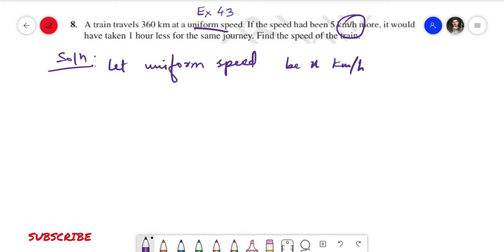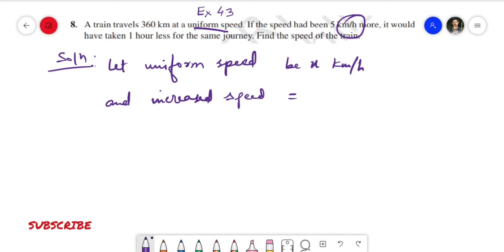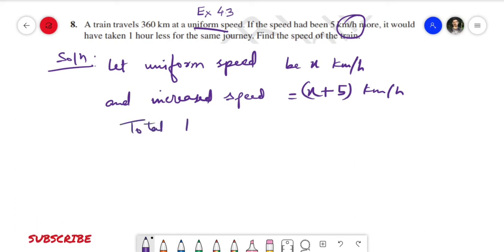And you see what will be our increased speed. Increased speed is equal to, I suppose the uniform speed is x, so our increase will be plus 5, isn't it? So this will be x plus 5 kilometer per hour. And one more thing is given, the total distance, which is equal to 360 kilometer.